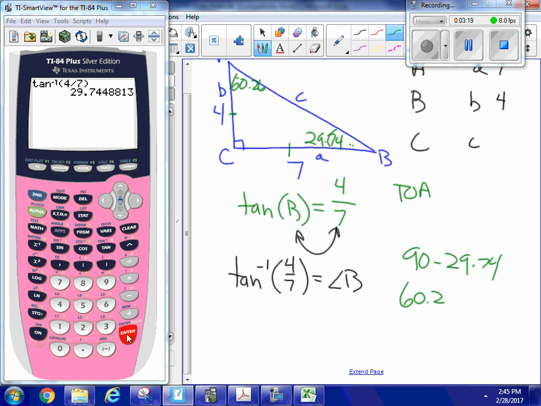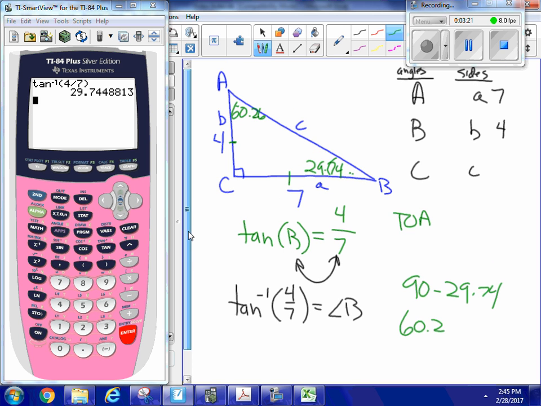So this is going to be a 60.26 degree angle. I've already solved a lot of this here. I found out that angle A is 60.26. I found out that angle B is 29.74. Angle C is 90 degrees. I already knew that. I just need to find the hypotenuse. I can find that using the Pythagorean theorem, or I think I'm just going to use sine. So I'm going to use sine of 60.26 degrees.